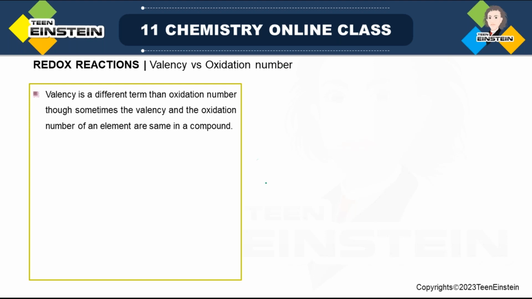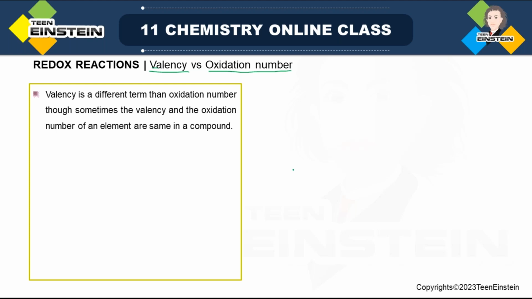Valency versus oxidation number. Sometimes there may be some confusion between these two terms. Valency is a very common term, and we first saw it in the bonding chapter in class 11, and oxidation number we are learning in this unit. Now, what is the difference between these two?